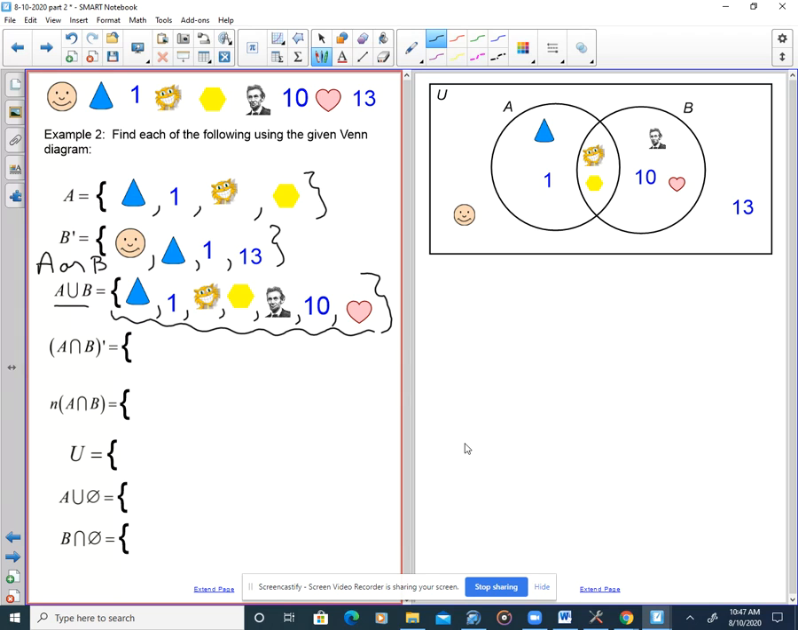All right, I'm going to skip over a couple. I'm going to skip over these just to save some time. And this one. Let's try this one.